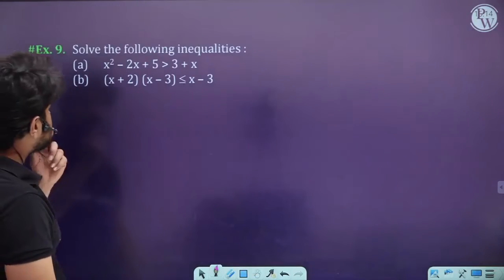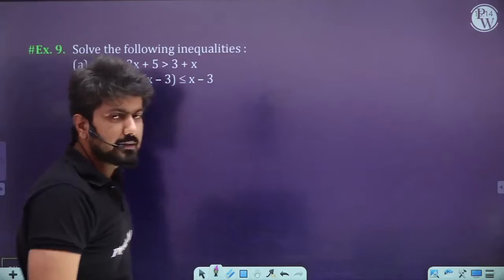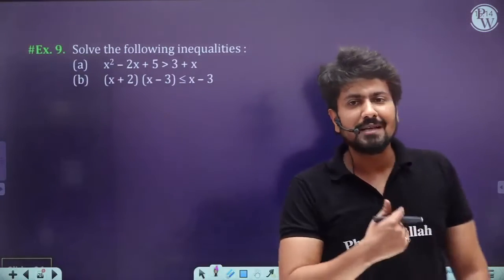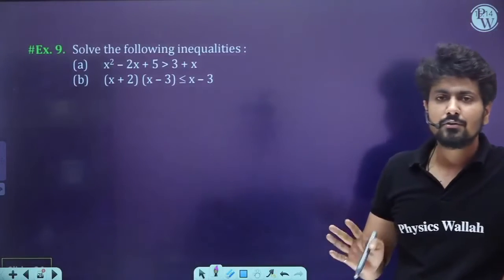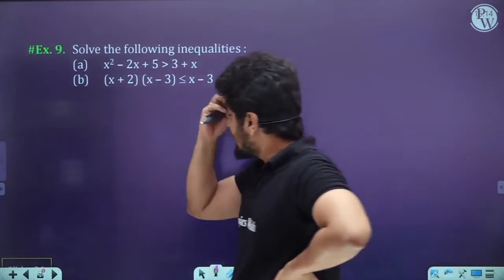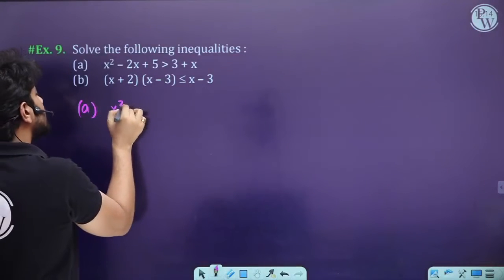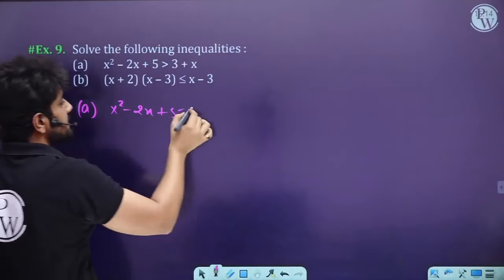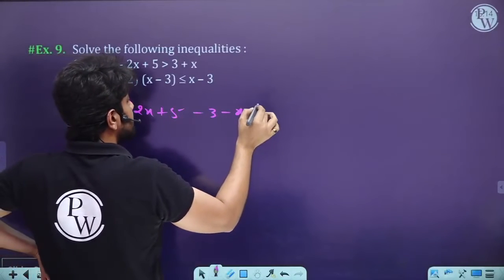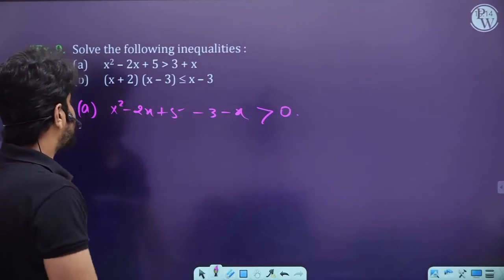Let's move ahead. Suppose these type of question, the part A. In the part A again, we are going to bring each term to the left hand side. Bring each of the terms to the same side. So here we have x square minus 2x plus 5. Bring this 3 plus x to the left side. We get minus 3 minus x, and there will be no change in the equality. It is still greater than 0.